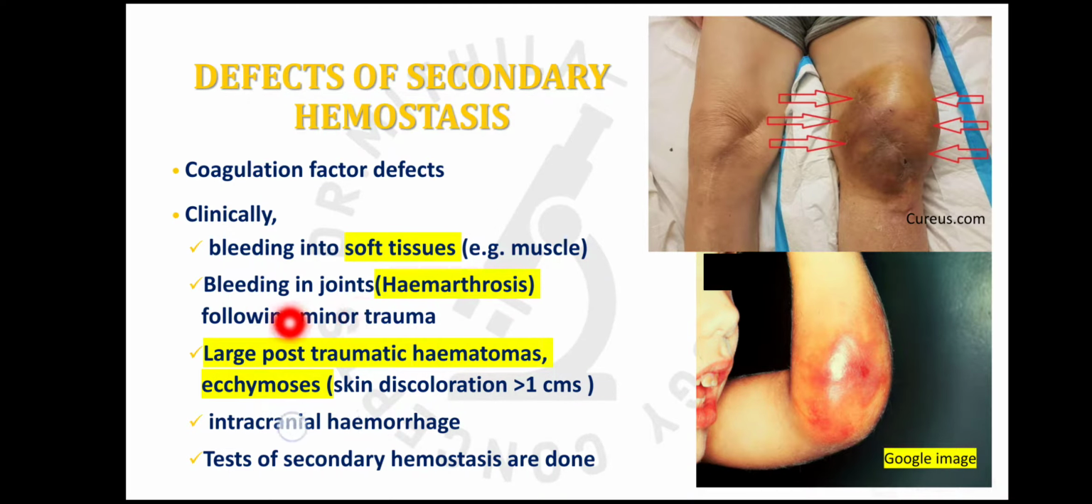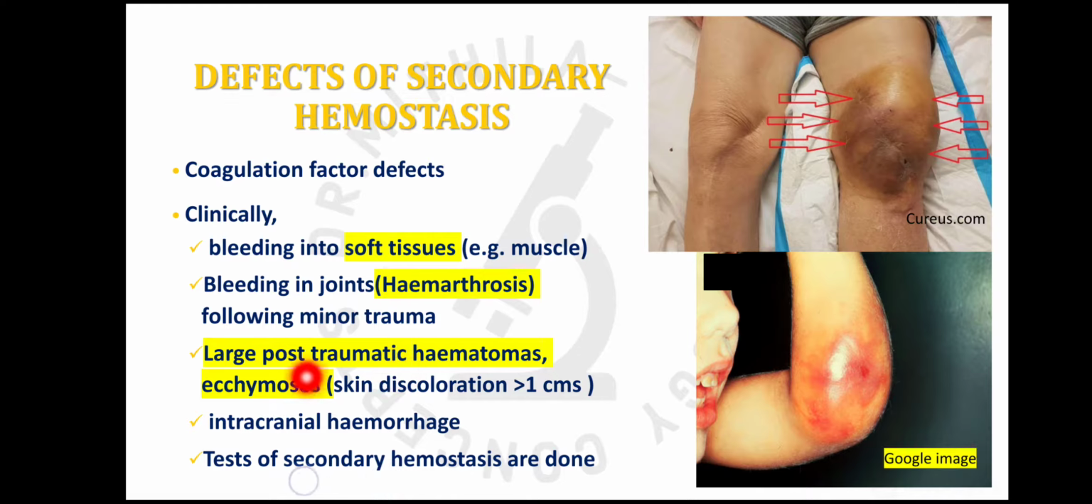Then there can be bleeding in the joints, which is known as hemarthrosis. Like this, the joint becomes swollen, painful, the movements are painful. This is known as hemarthrosis. So bleeding can occur into the joint, and this bleeding can even occur after a minor trauma. Then large post-traumatic hematomas can be seen.